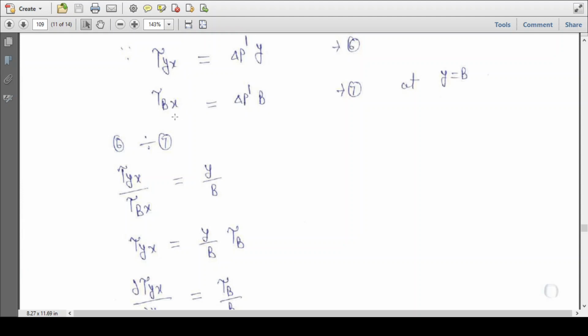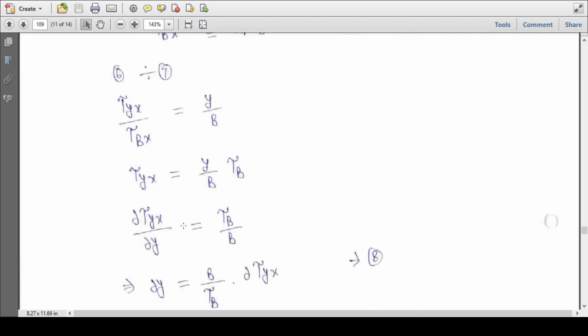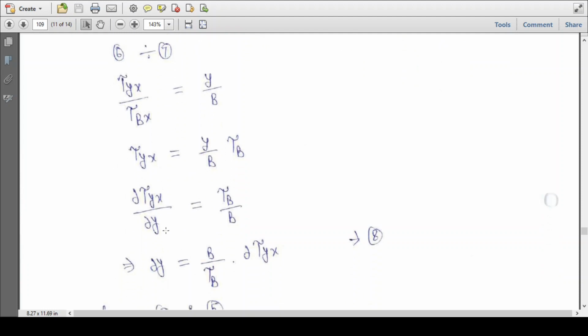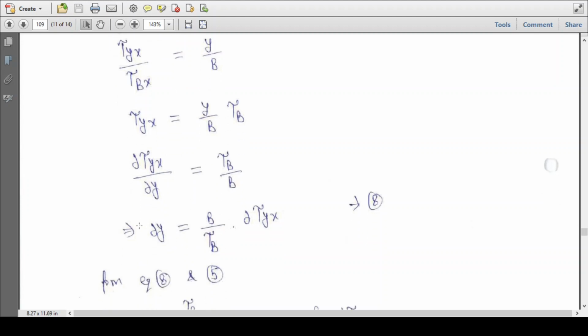So from here we can find the ratio of the two: tau yx upon tau b equal to y upon b. So we can find the expression of tau yx in terms of the maximum value of shear stress, that is y upon b into tau b. From here we can find the derivative, del tau yx upon del y equal to tau b upon b. So we will get the del y expression as b upon tau b multiplied by del tau yx.